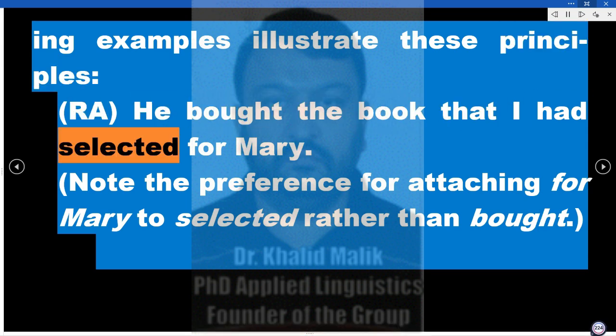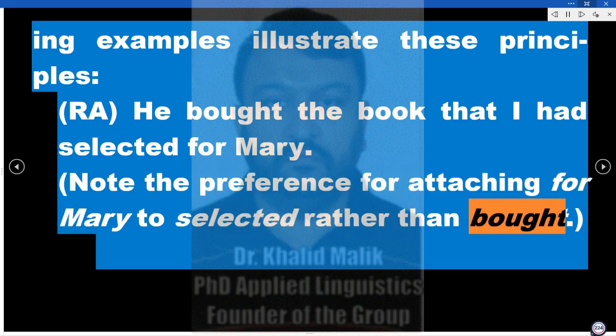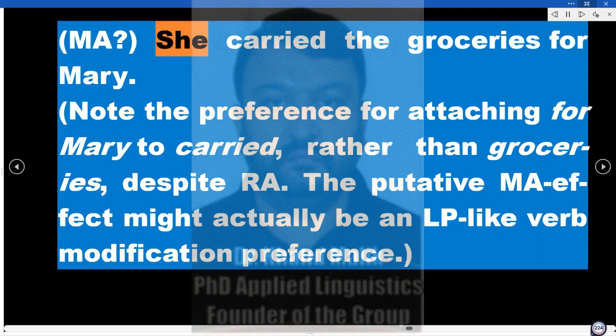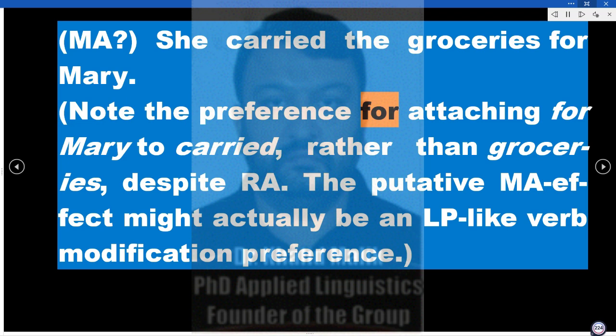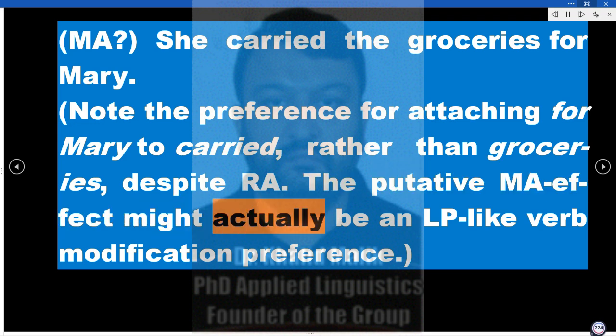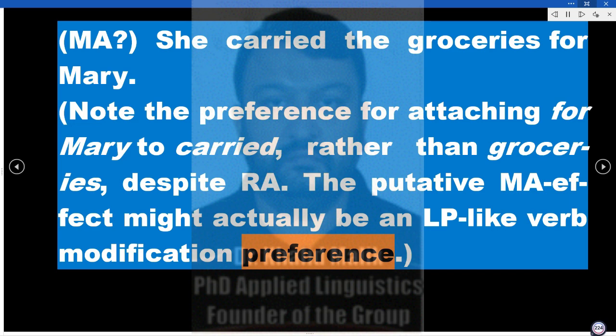RA: he bought the book that I had selected for Mary. Note the preference for attaching "for Mary" to "selected" rather than "bought." MA: she carried the groceries for Mary. Note the preference for attaching "for Mary" to "carried," rather than "groceries," despite RA. The putative MA effect might actually be an LP-like verb modification preference.